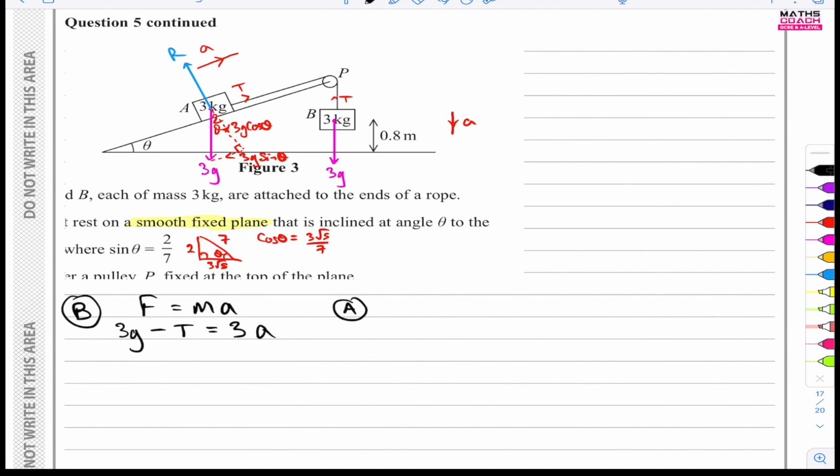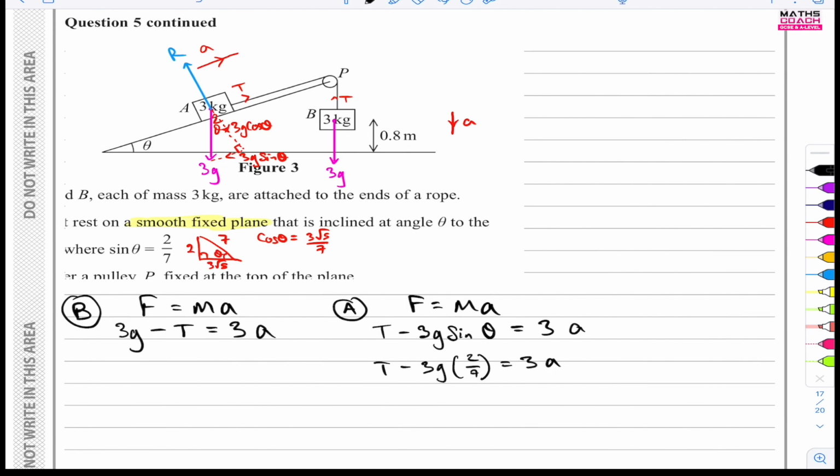Now, for package A, we're going to do F equals ma with that too. Package A is moving up the plane. We've got tension, which is pulling it up the plane, minus the opposing force that comes from gravity, that's 3g sine theta, equals its mass times the same acceleration. Now, sine theta is 2/7, so T minus 3g times 2/7 equals 3a.